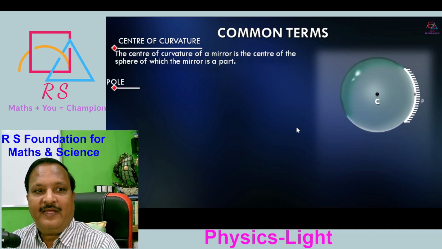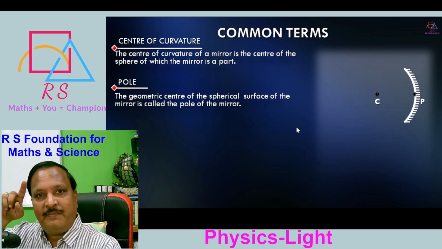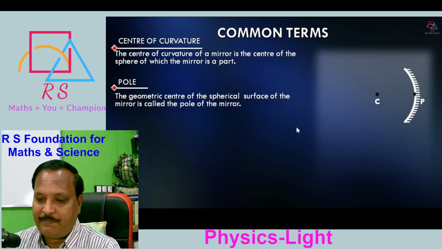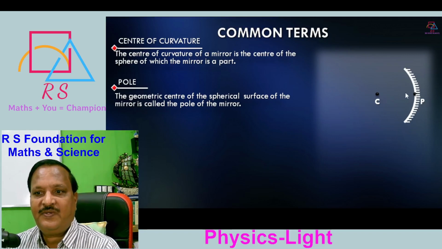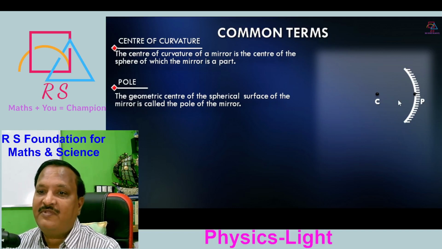So now let us understand pole. You take one mirror separately. The central, middle point of the curvature of the mirror, like a P, is there. So this P is the middle part of the reflecting surface. This reflecting surface, C already we know. The middle point, the center point of the reflecting surface is known as a pole. That is why it is called the geometric center of the spherical surface of the mirror, known as the pole of the mirror.